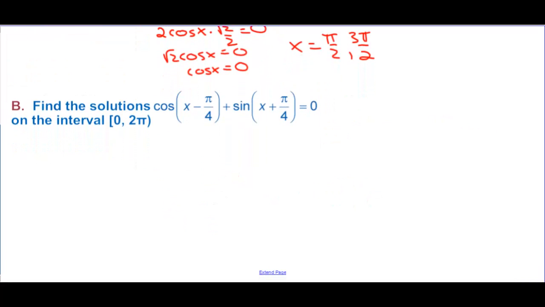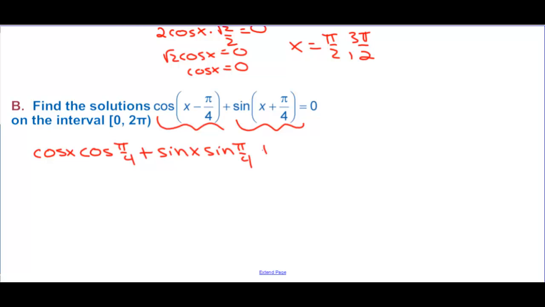Find the solutions. Cosine of x minus pi over 4 plus sine of x plus pi over 4 equals 0 in the interval 0 to 2 pi. These are both angle addition. The first one is cosine. That is cosine of x, cosine of pi over 4, plus sine of x, sine of pi over 4. And then we have plus sine of x, cosine of pi over 4, plus cosine of x, sine of pi over 4, and that all equals 0.